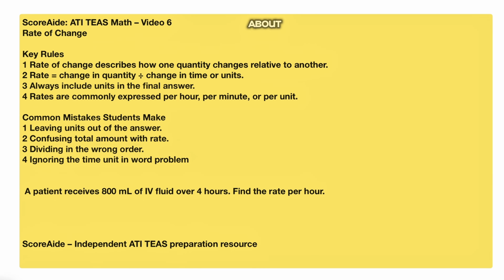Today we are going to be talking about rate of change. There are just some key rules. Rate of change describes how one quantity changes relative to another quantity, right? Rate is just equal to change in quantity all over change in time or unit, right?